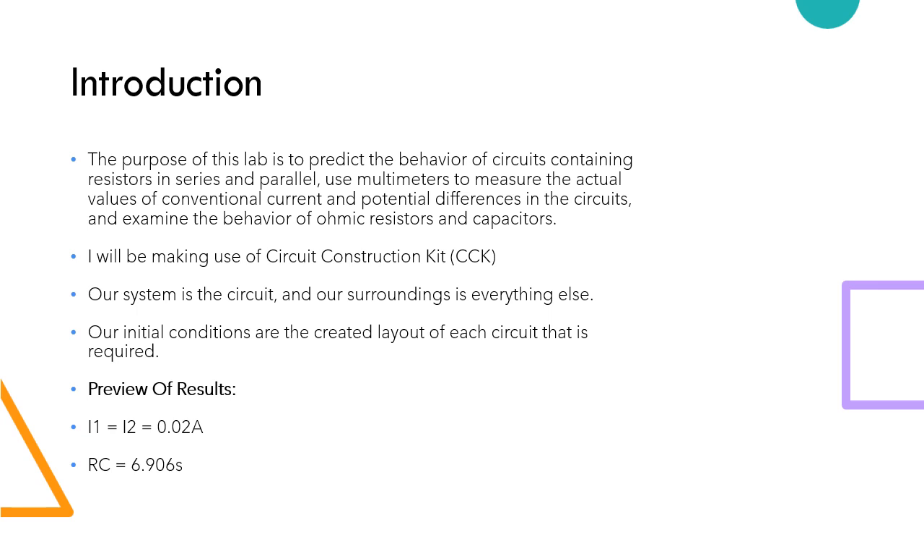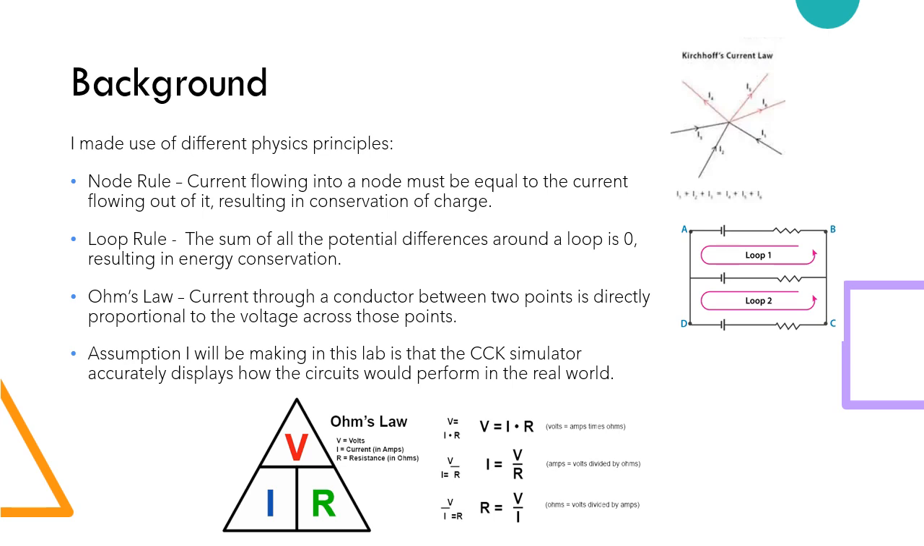Our system is the circuit and our surroundings is everything else, and our initial conditions are the created layout of each circuit that is required. Preview of the results: I1 is equal to I2, which is equal to 0.02 amperes, and RC is equal to 6.906 seconds. Background knowledge: I made use of different physics principles here.